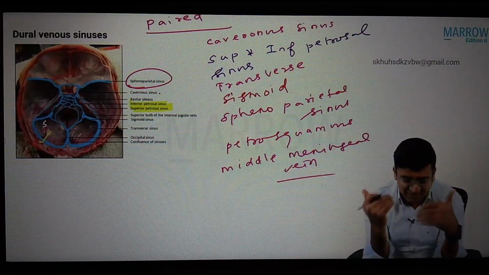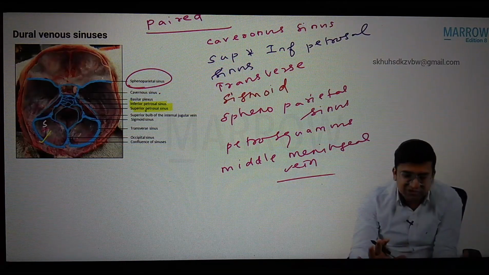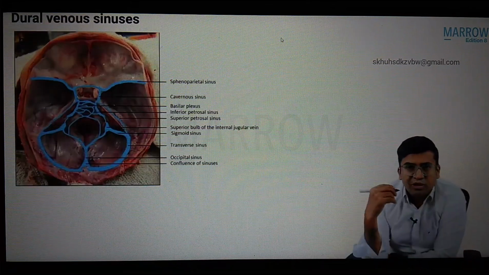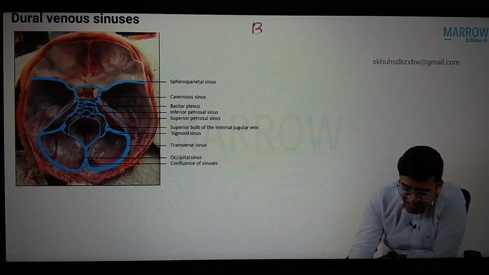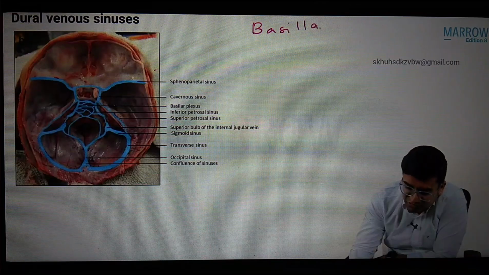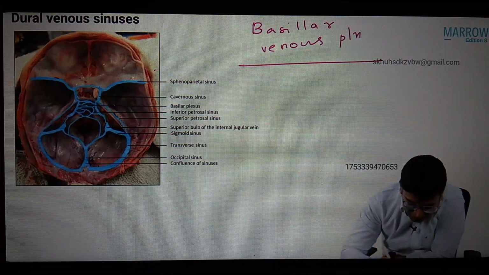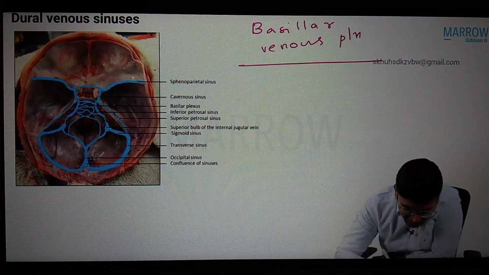See, the basilar venous plexus is coming from, see the diagram. Now I'm going to zoom this image so that you get a clear picture of the basilar venous plexus. So now you have to know the formation of basilar venous plexus. See, the basilar venous plexus is coming from three sources. I'm going to mark here. Now, can you see the cavernous sinus here? Cavernous sinus will be here like this.